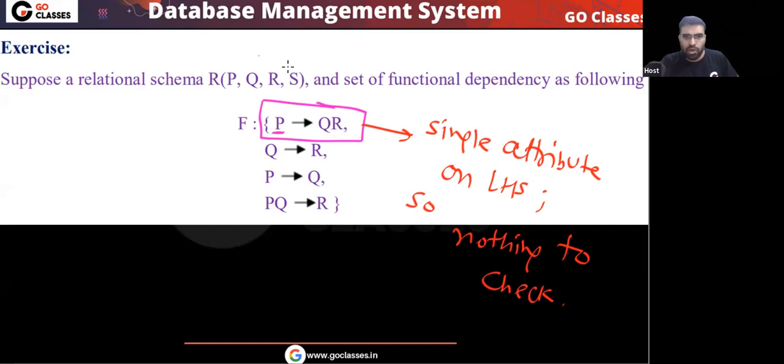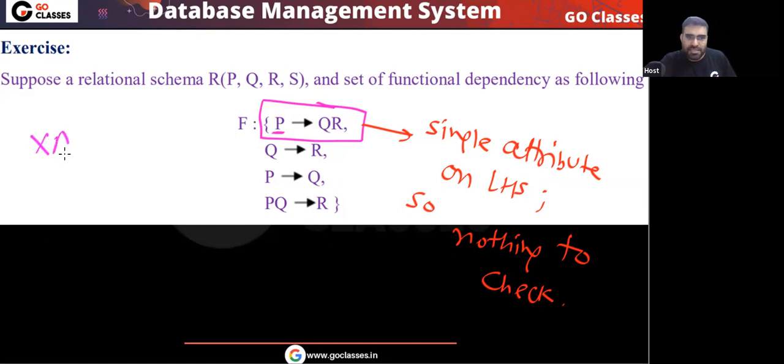Because you have only one attribute, of course there is nothing to check. You only have one attribute on the LHS. Okay, there is nothing to check. Agree with me? Yes or no? What would you check with?